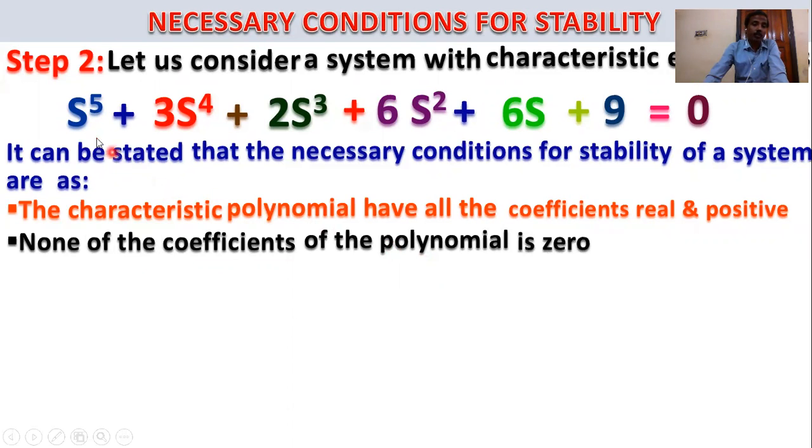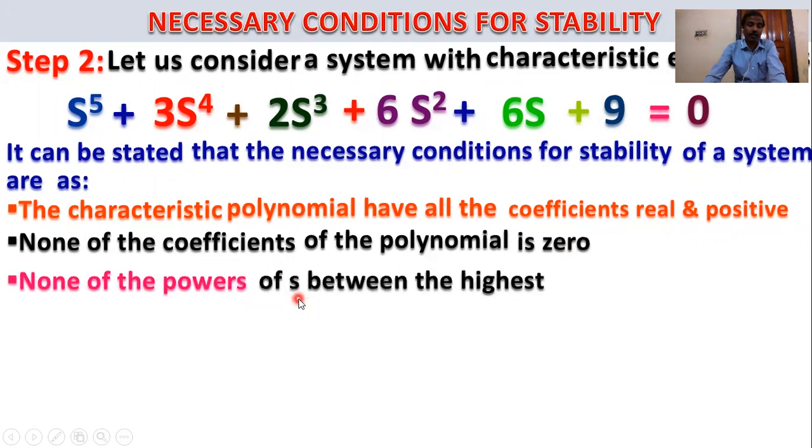Then the second point: none of the coefficients of the polynomial is 0. In this case, the s to the 5 coefficient 1 is not equal to 0, and the s to the 4 coefficient 3 is also not equal to 0. Similarly, the s cube, s square, s to the power 1, and s to the power 0 coefficients 2, 6, 6 and 9 are not equal to 0.